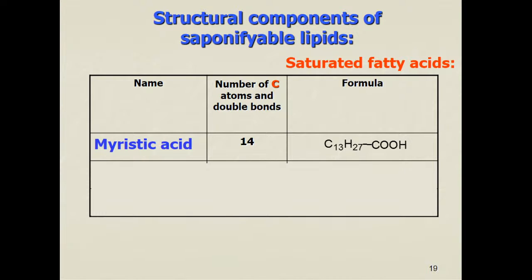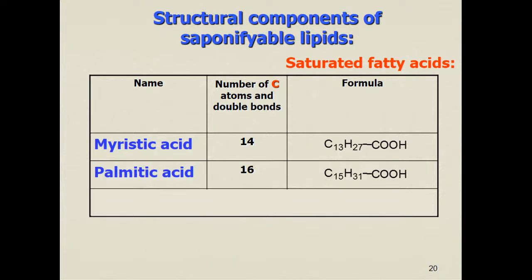Myristic acid is saturated with 14 carbons in a chain. As you remember, the radical, if it's saturated, is CnH2n plus 1, so that's why it's easy to memorize. This is a structural component of some plant waxes. Palmitic acid has 16 carbons in a chain, and then stearic acid. These 3 are enough for this semester.